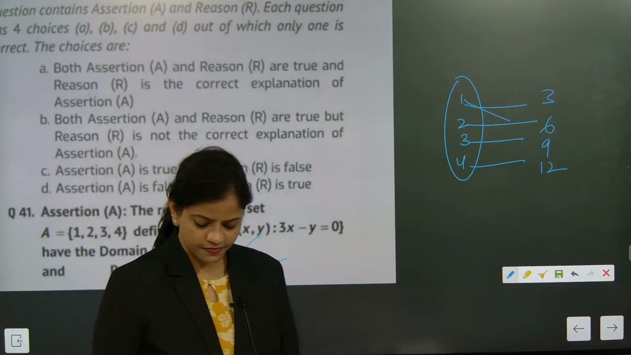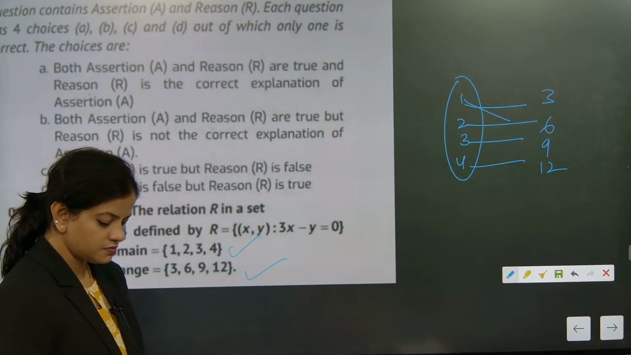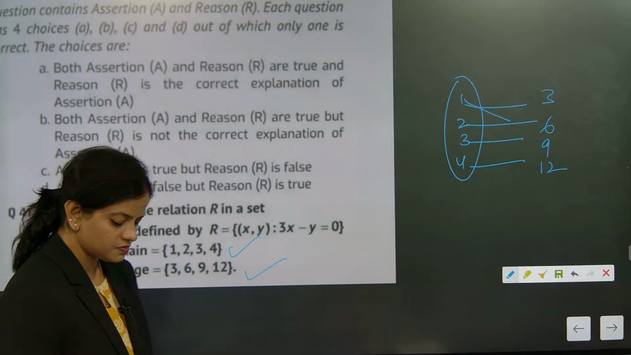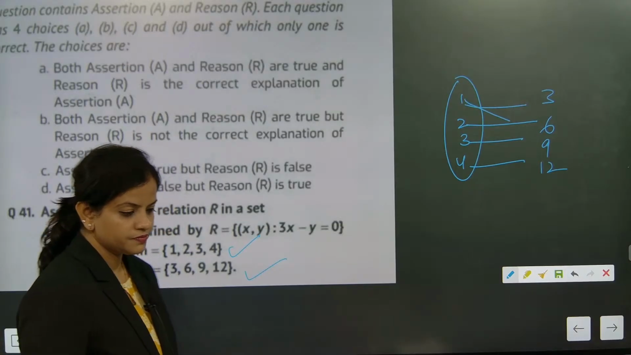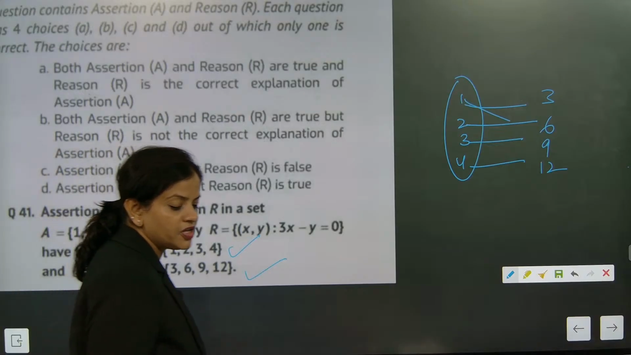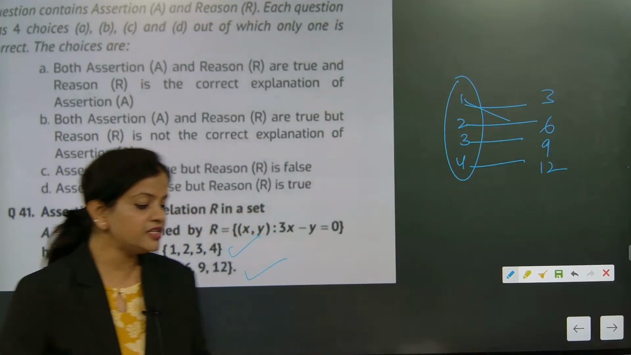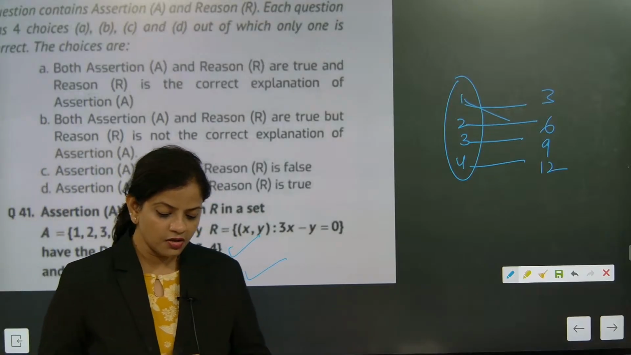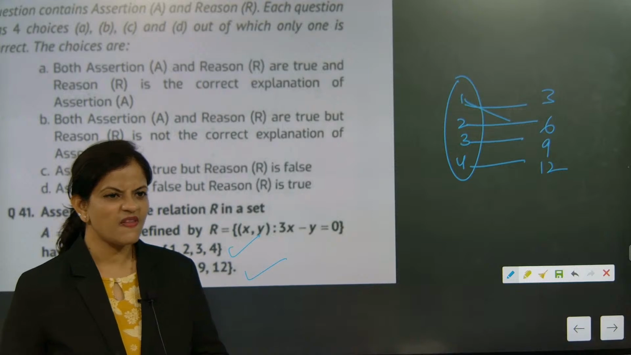Check here. I hope this much is there. So this is A or B. Shivaranjani, answer this. Is it going to be A, B, C, D? Is assertion true? Reason true?